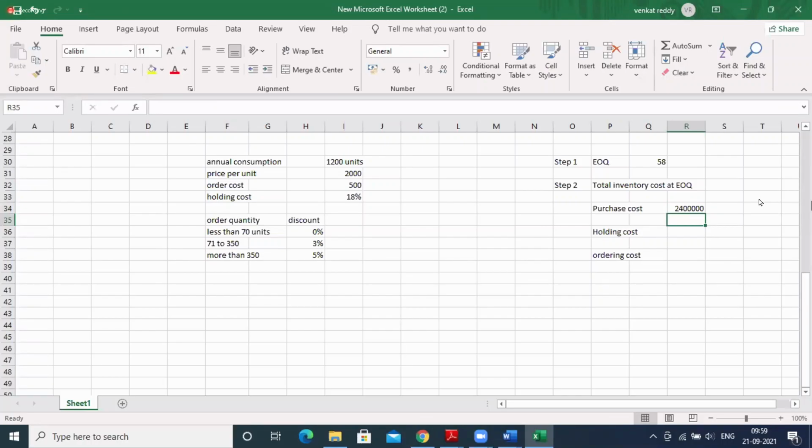And what about the next component? Holding cost. 10,440. Let me calculate this. So we got an EOQ of 58, right? So 58 divided by 2 into, what is the holding cost here? Price per unit is 2000 into 18%. Very good. 10,440. Then ordering cost.